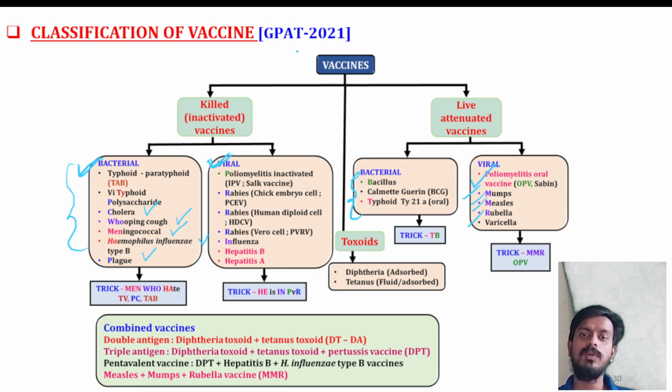So from this classification, in GPAT 2021, one question was asked. So you can imagine how important this particular section is. Okay. So till now we have talked about what the vaccines are, what the different types of vaccines are, and about the classification of vaccines. Let's talk in detail about these vaccines.